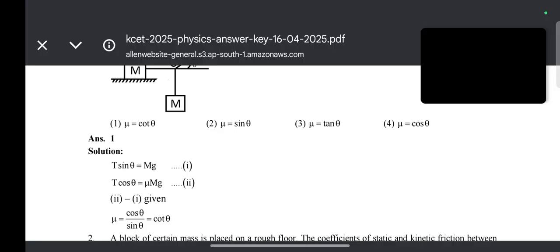mu is equal to cot theta, mu is equal to sin theta, mu is equal to tan theta, mu is equal to cos theta. So T sin theta is equal to mg, T cos theta is equal to mu mg, therefore mu is equal to cos theta by sin theta, that is equal to cot theta. So the answer is option 1.